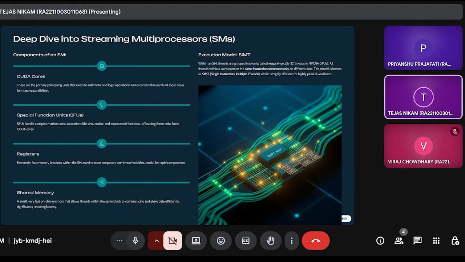Execution model: SIMT. Within an SM, threads are grouped into units called warps, typically 32 threads in NVIDIA's GPUs. All threads within a warp execute the same instruction simultaneously on different data. The model is known as SIMT, single instruction multiple threads, which is highly efficient for highly parallel workloads.